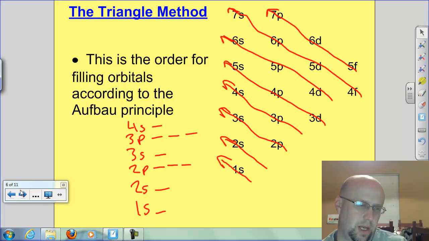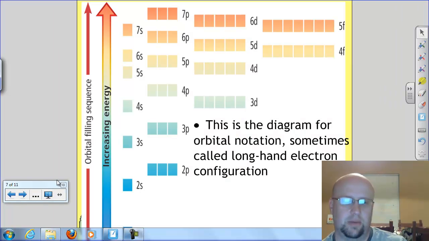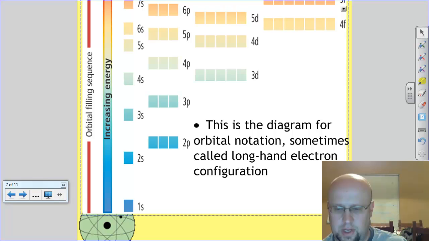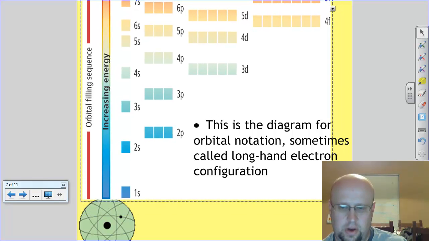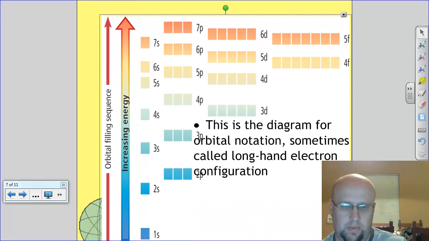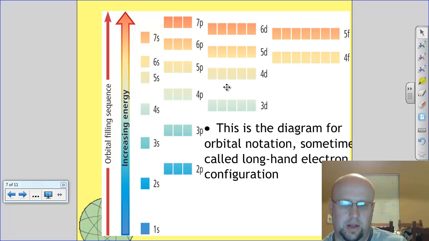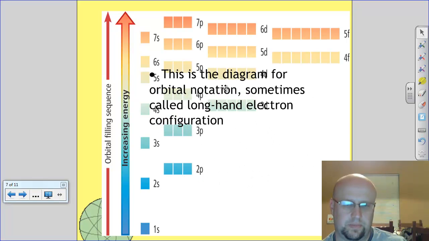Okay, so let's talk about how that works. So let's look at a periodic table. Okay, that chart basically gives us this diagram. Okay, that's what we're looking for. And actually, let me shrink this down just a tad because it looks like I got the 1s off the chart. Okay, and we need that 1s. That's where we start. Okay, so this is what we call orbital notation or longhand electron configuration.